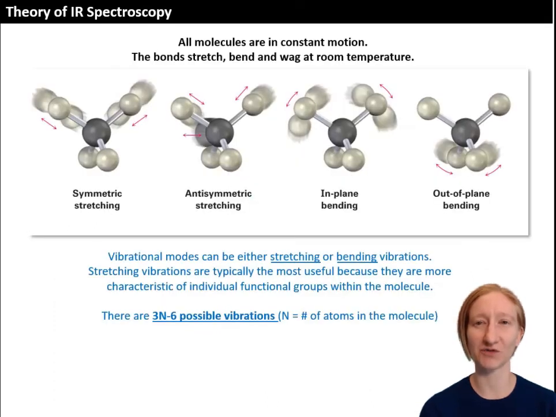First, all molecules are in constant motion. The bonds are stretching and bending and rotating at room temperature. And these stretching and bending modes are what we see in the IR spectrum. We'll focus our discussions on the stretching vibrations because these are typically the most characteristic of individual functional groups within a molecule.